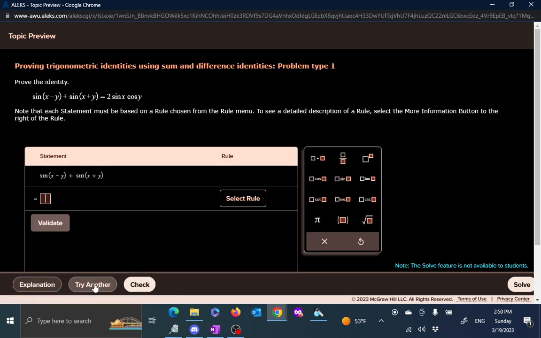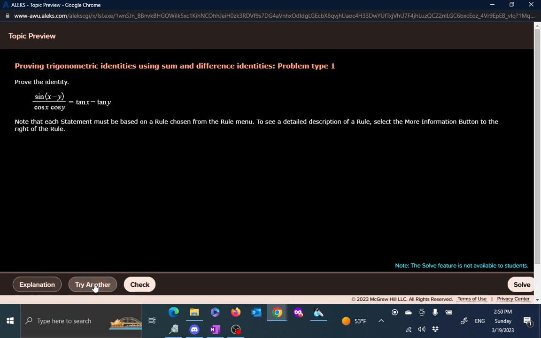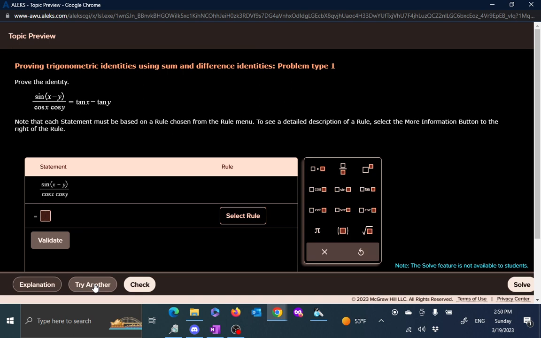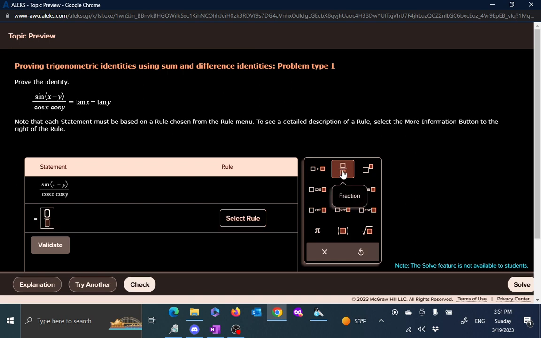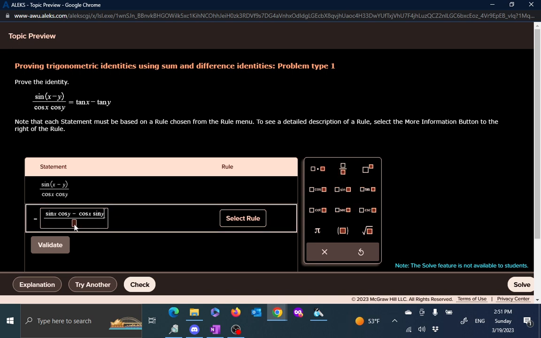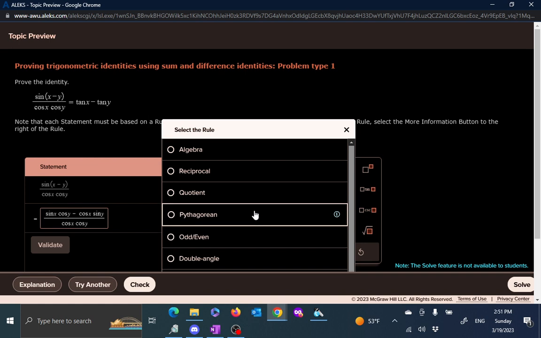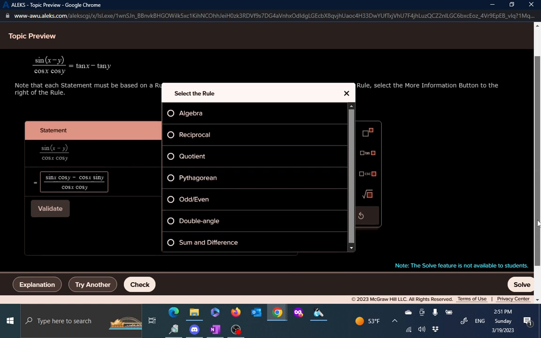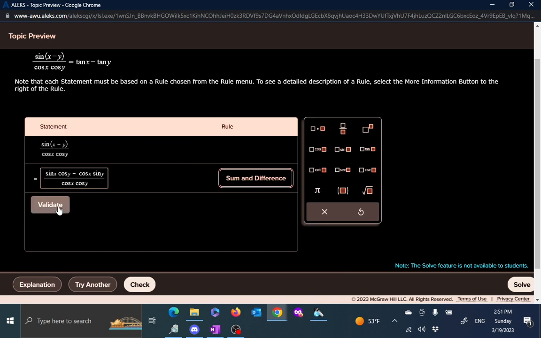Let's see if there is anything. This looks like just what we did. Okay. So we are going to do expansion of the numerator. Okay, we have sine of x cosine of y minus cosine of x sine of y. Denominator is cosine of x cosine of y. Okay, so what did we do? We applied sum and difference. Validate.